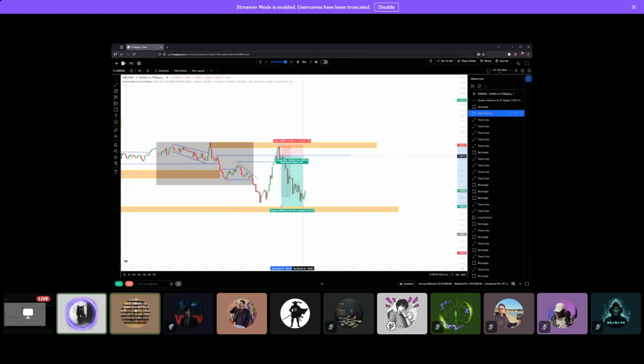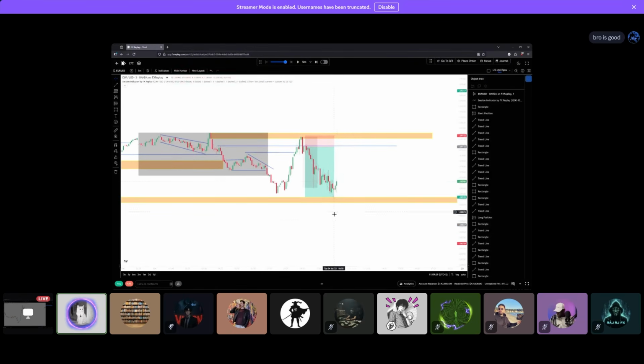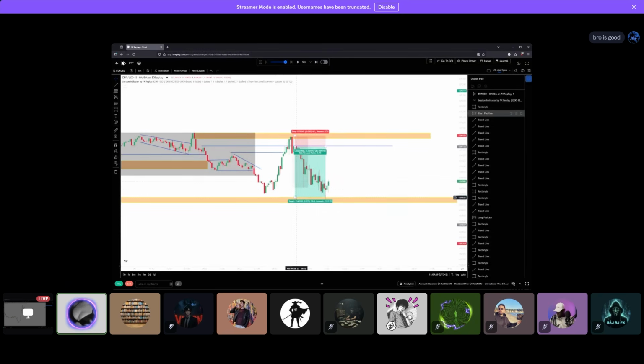This was also very clean. This was a very clean setup, a nice one. But again, you could have targeted much lower as well. Your target selection is kind of poor.